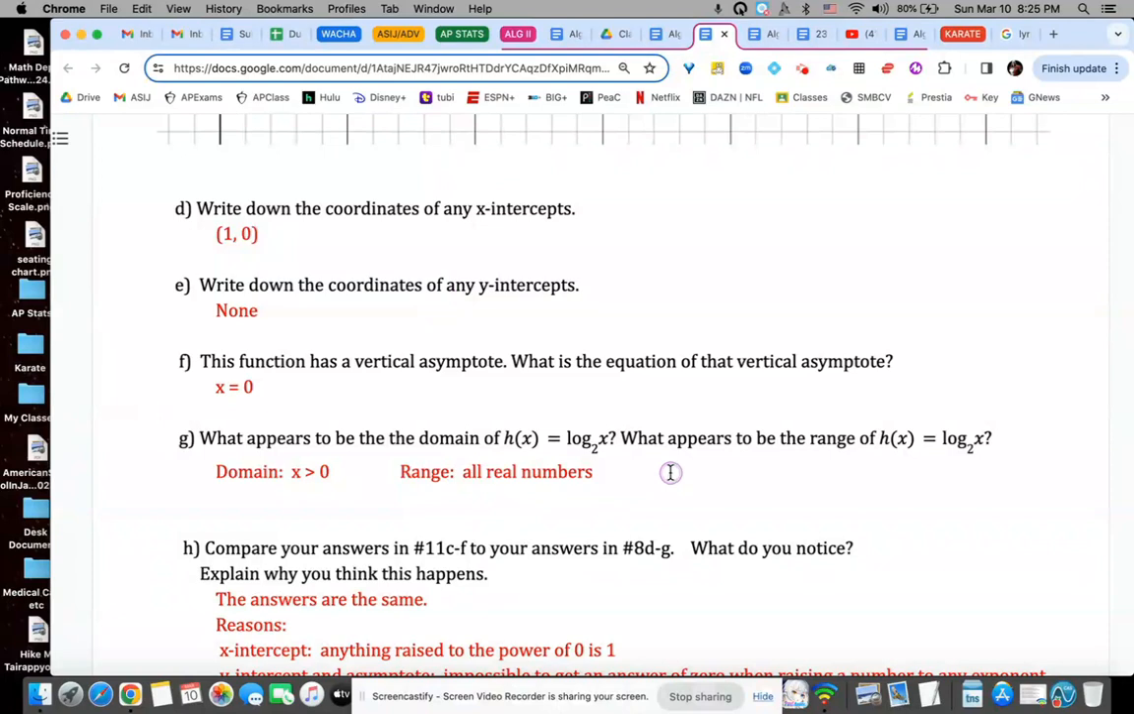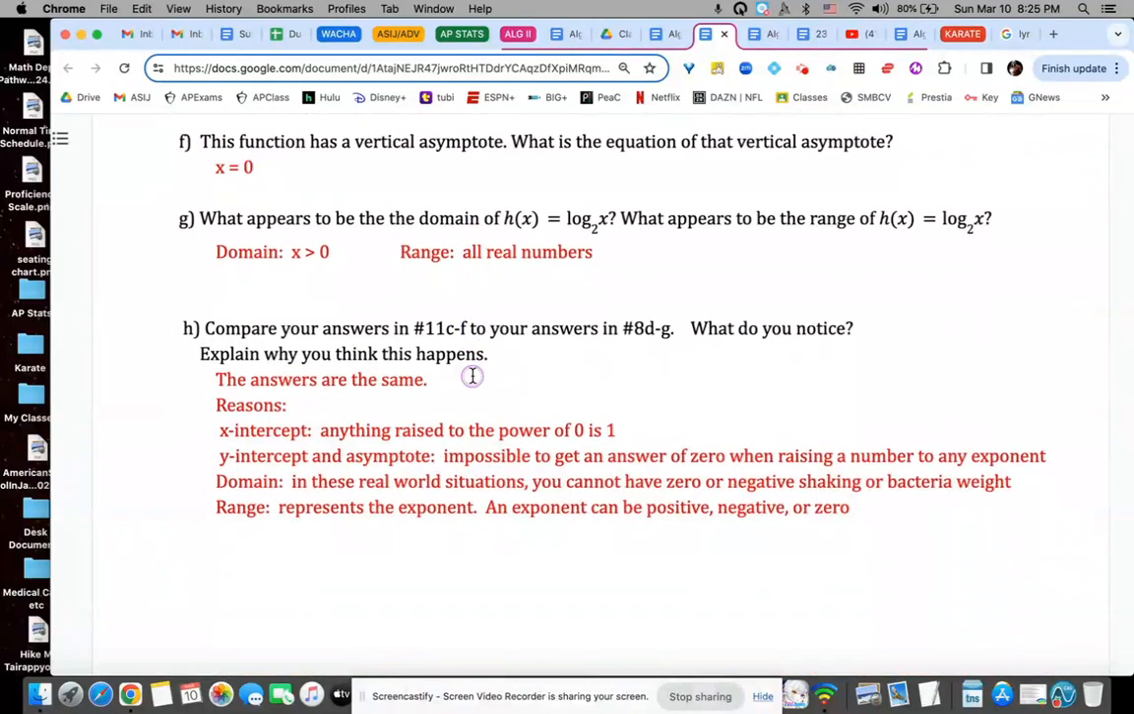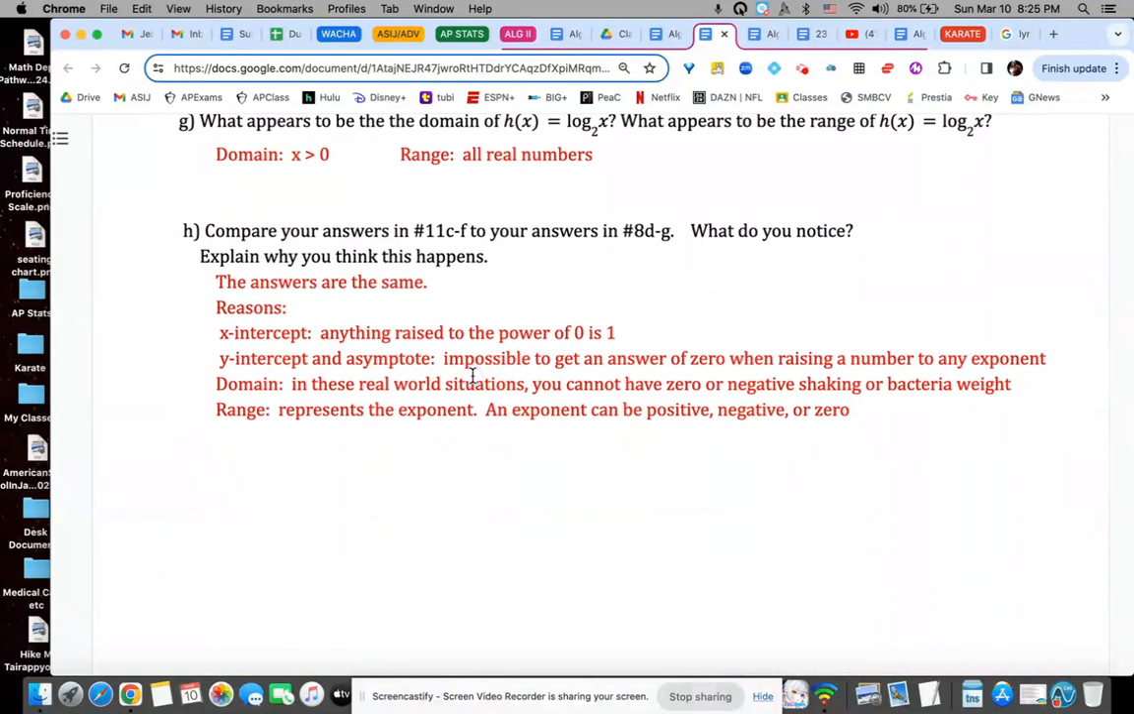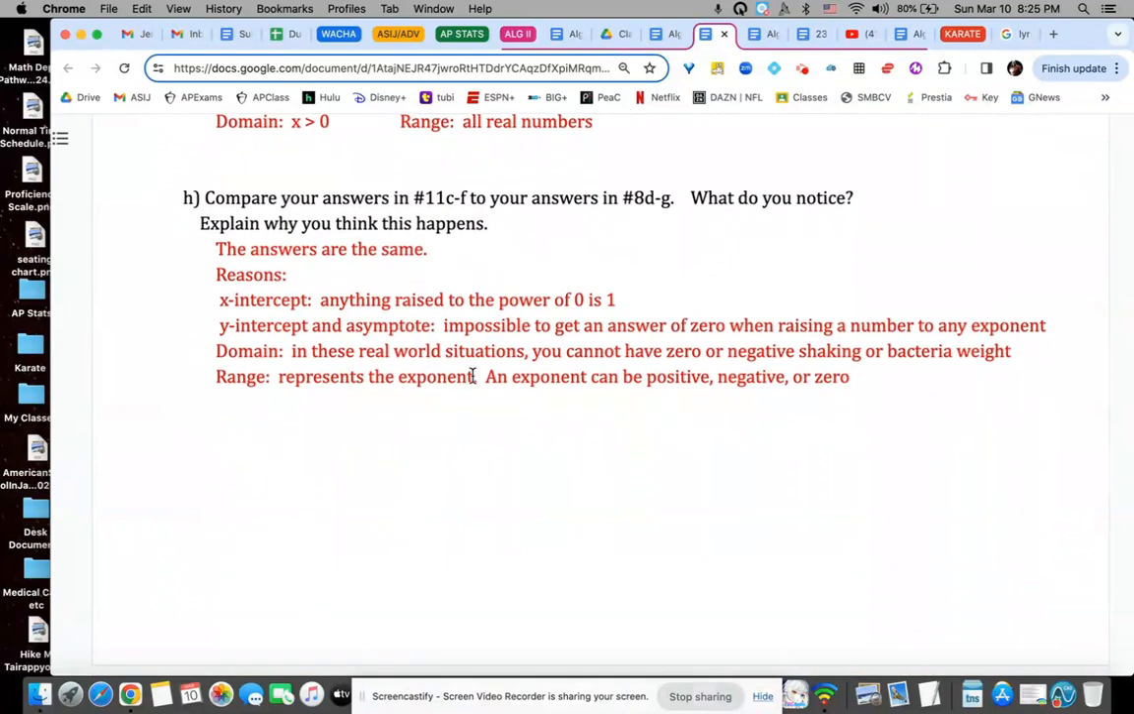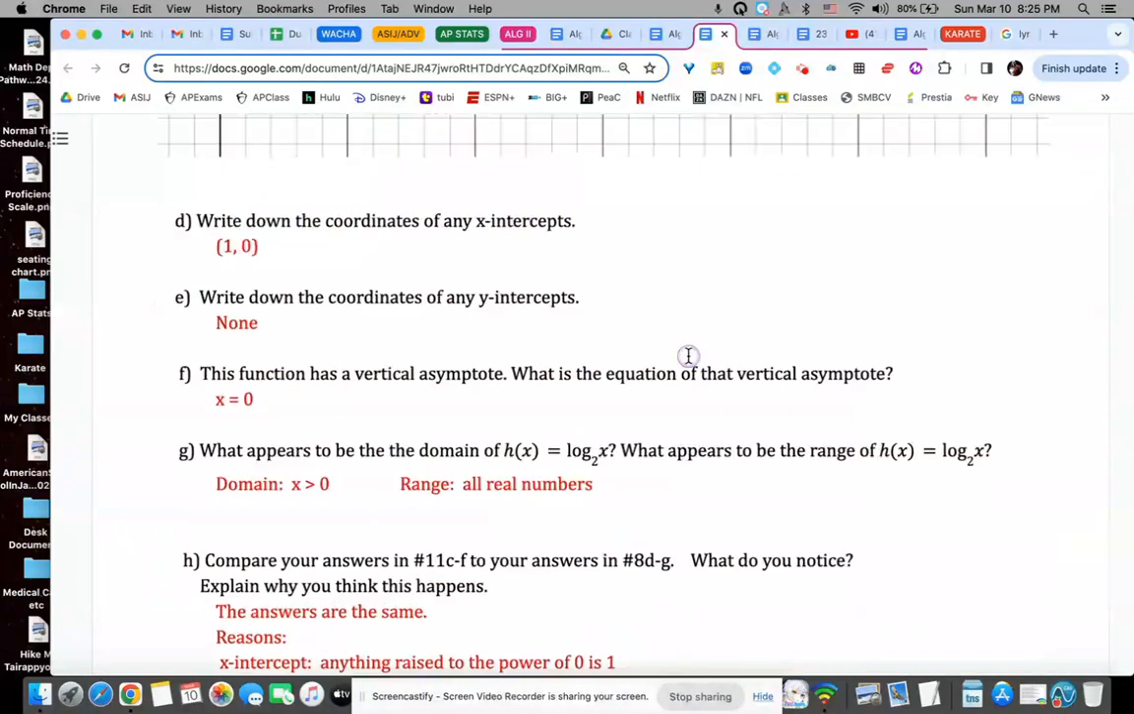So what appears like the domain, we've already talked about that. It's bigger than 0, all real numbers. The vertical asymptote is at x equals 0. We already talked about all that stuff, so hopefully none of that is more than what I've already talked about.